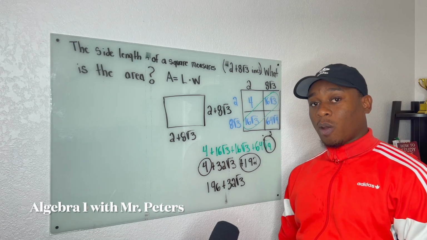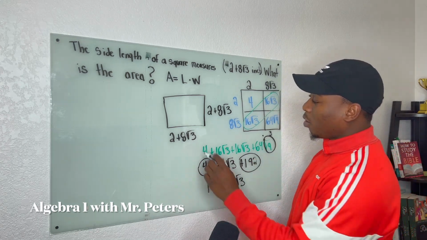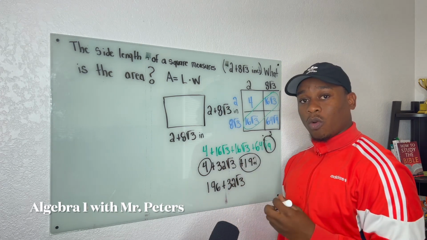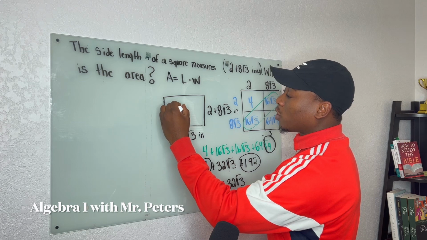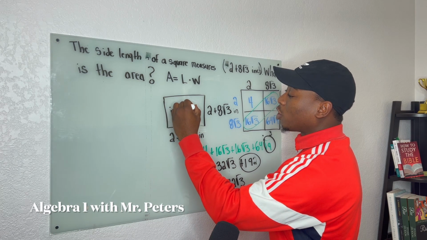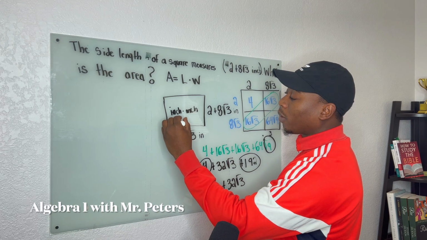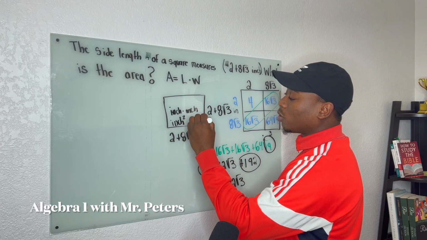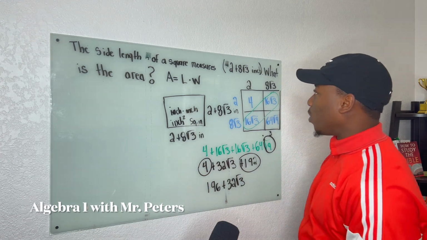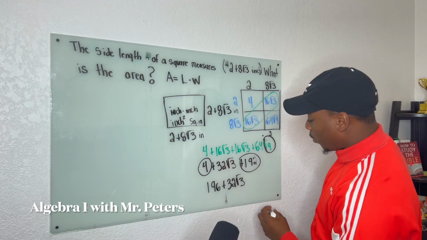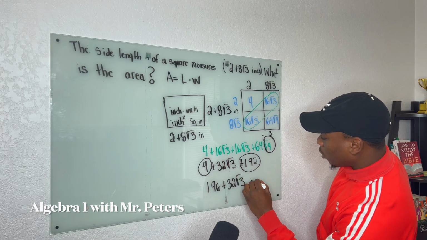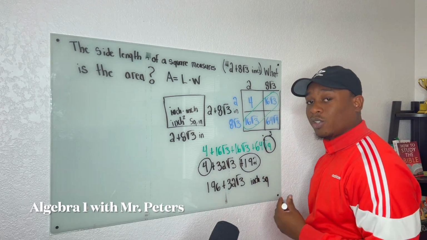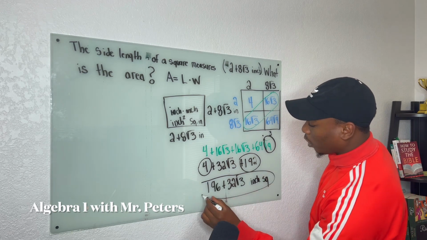And before we wrap this problem up, just please remember this, guys. Our units were inches. So if we do inches times inches, we know we should get inches squared, or we could say square inches. So please make sure that you guys remember that. So when we wrap this problem up, we should just make sure that we put inches squared at the end, and this would be our final answer.